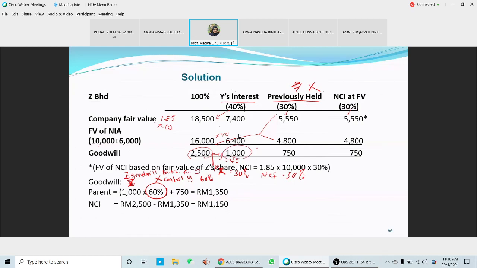Okay, so the Y portion here is 1 million. From that 1 million, the parent has shares in Y of 60%. So times 60%, you're going to have 600 plus another 750 from the previous shares. So altogether for the parent will be 1350. For the NCI, here is the difference between 2500 minus 1350. So you're going to have 1150.